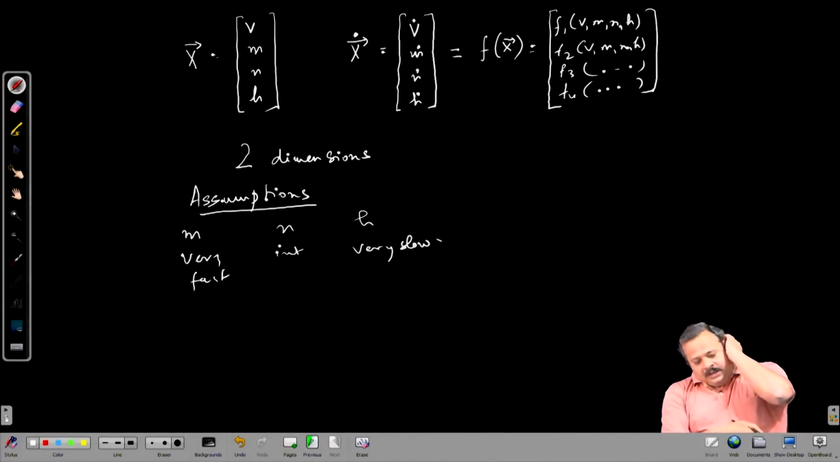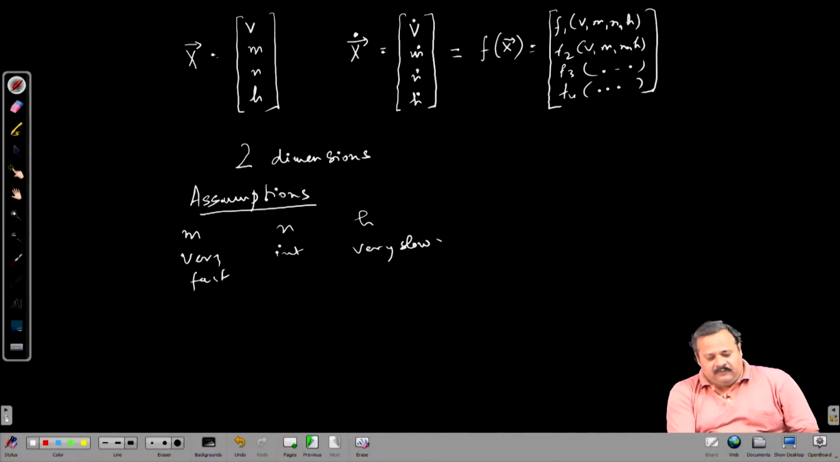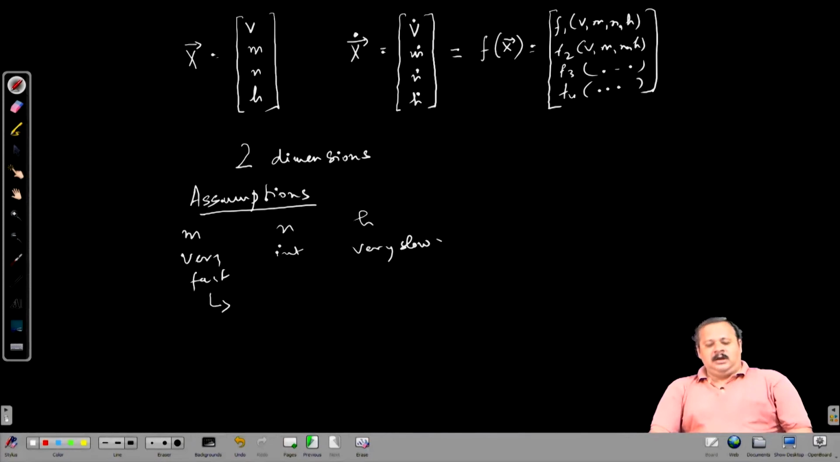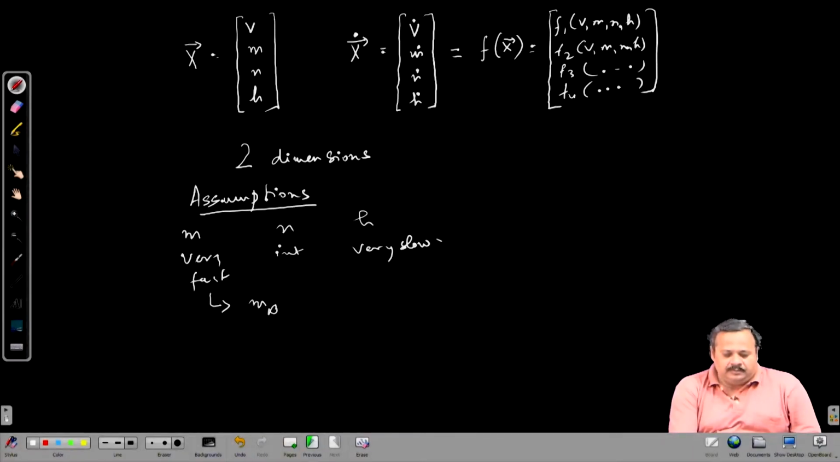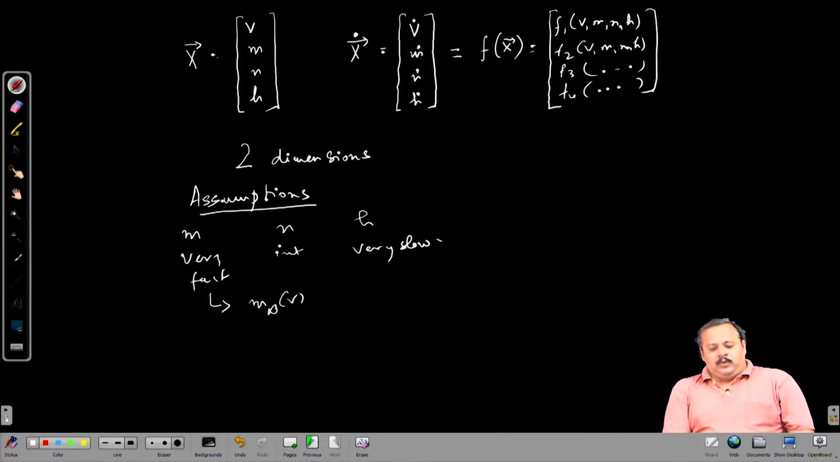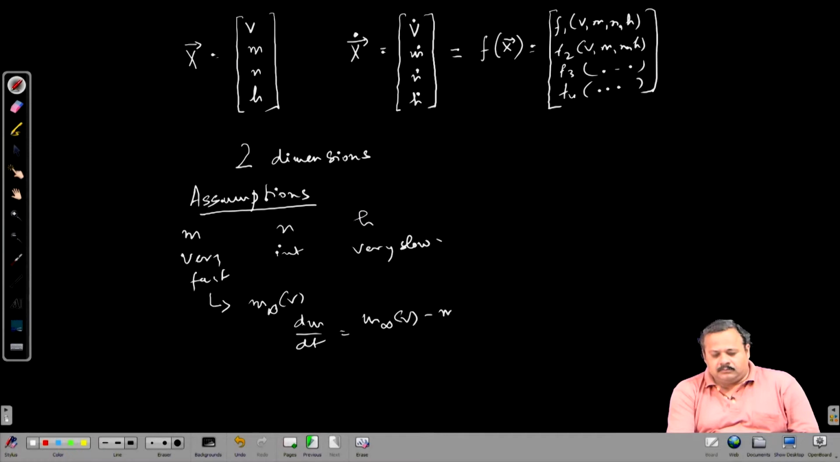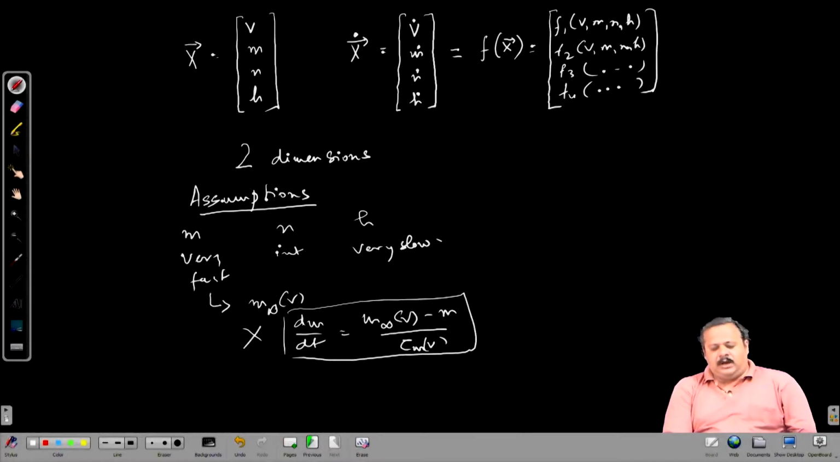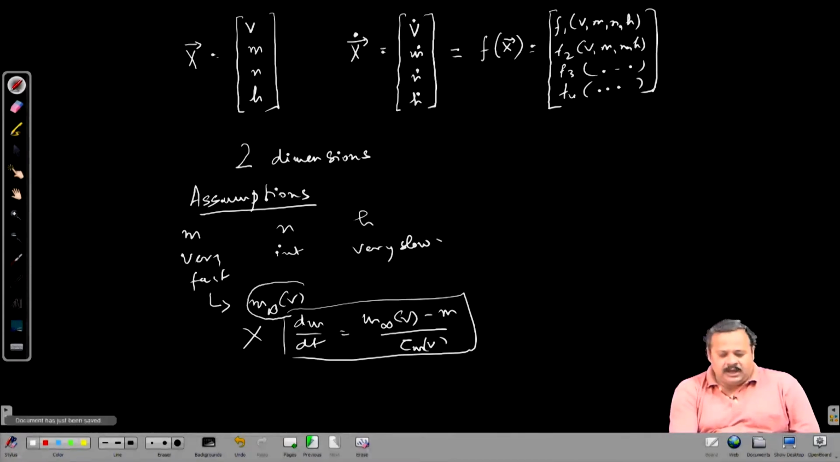So, we can assume, like in one case, we can assume that our m is so fast that its dynamics are not required, and m is instantaneously changing to m infinity of v. So, we do not need to have the dm dt equation. So, this equation is not required anymore, and m in the Hodgkin-Huxley system of equations can simply be replaced by this m infinity of v.